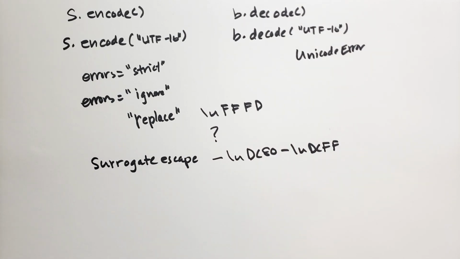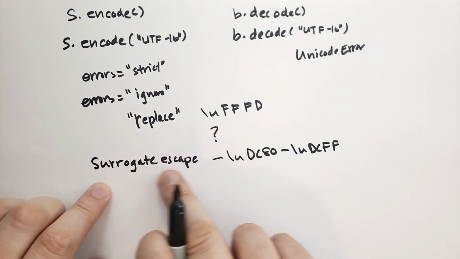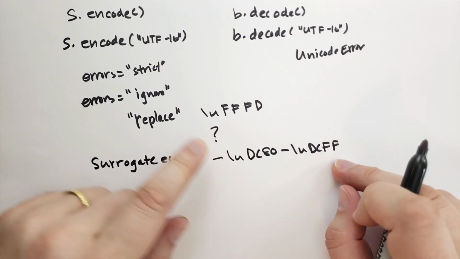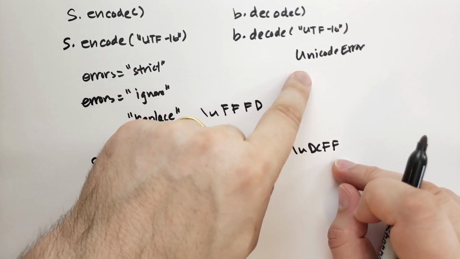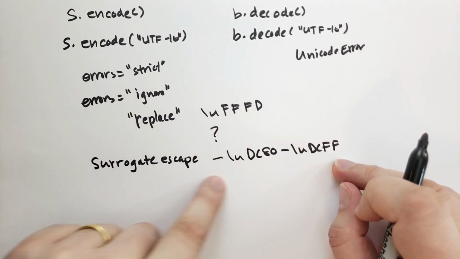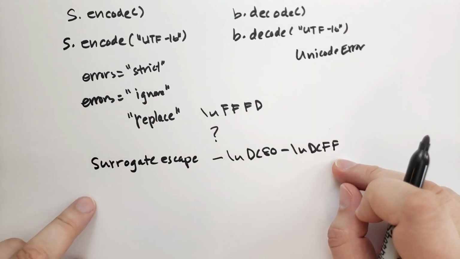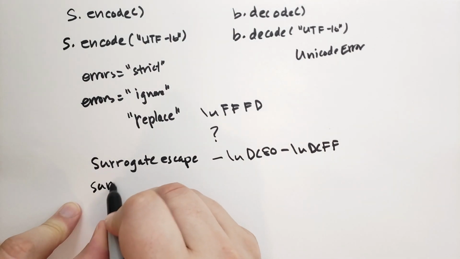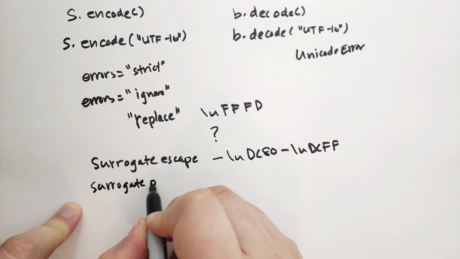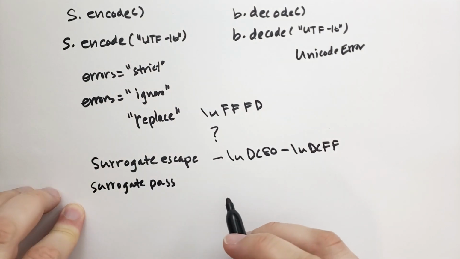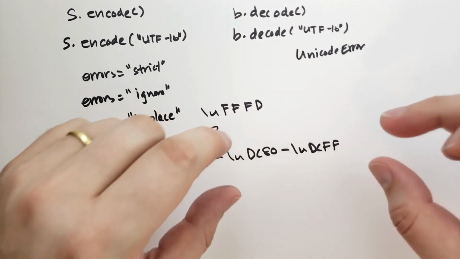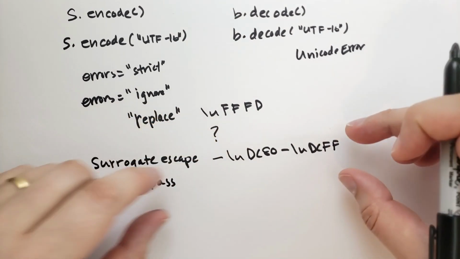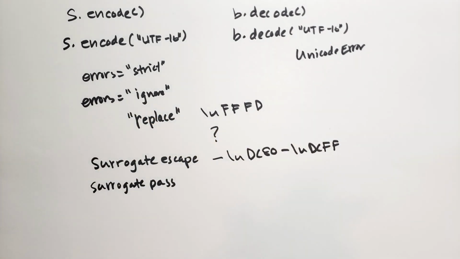Okay. Now, this is a problem because if you tried to encode this with these surrogate escapes and you didn't specify surrogate escape, it's going to raise a Unicode error because it doesn't know how to encode these. Okay. So what you can do is you can do surrogate pass. And what this will do is it will allow these codes to pass through without changing them. Okay, so that's something to think about, something to look at.